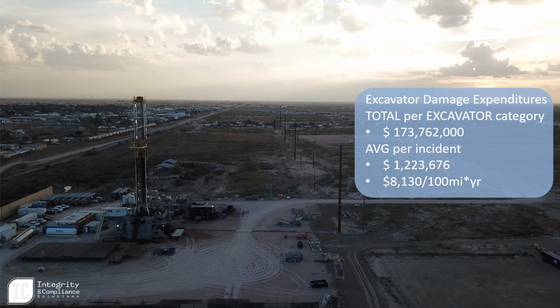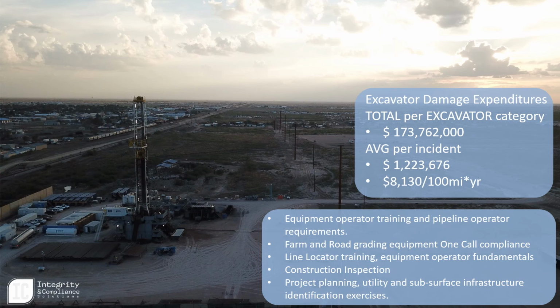And based on about 214,000 miles of DOT 195 pipe last year, we spent over $8,100 per 100 miles on an annual basis. So what are the takeaways? I think we got some opportunities for education here. There's some opportunities to provide some training to both equipment operators as well as line locators.